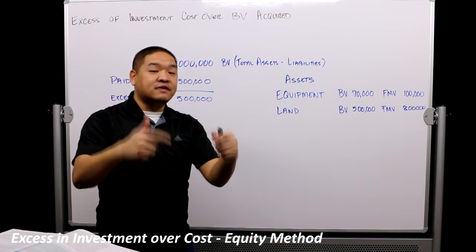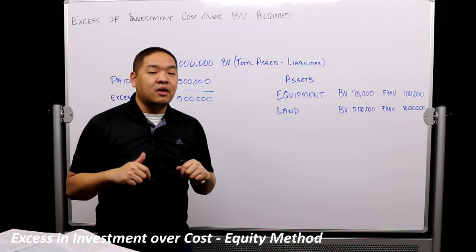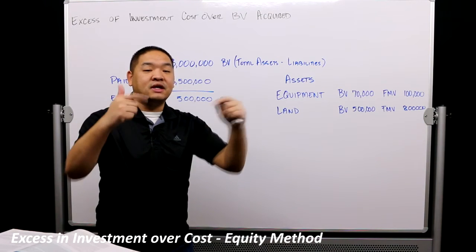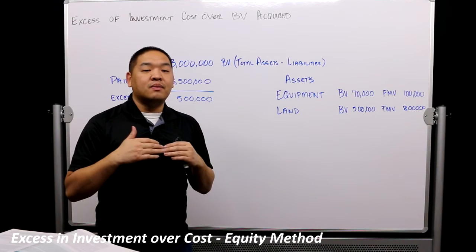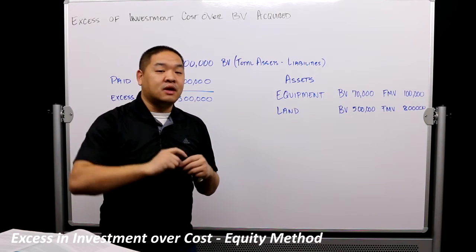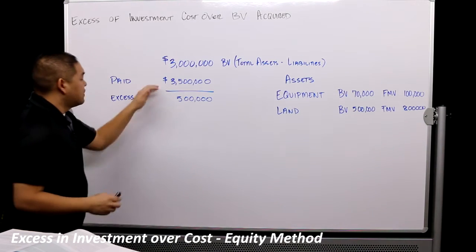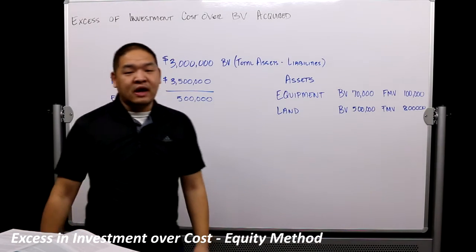So maybe they are undervalued. Maybe we're paying more because we like what they're doing. Maybe we're paying more because we expect increases in net income. Therefore, that net income kind of offsets our investment into them for more than they're worth, okay? So $3.5 million, now we have an excess of $500,000. What are we going to do with that $500,000?